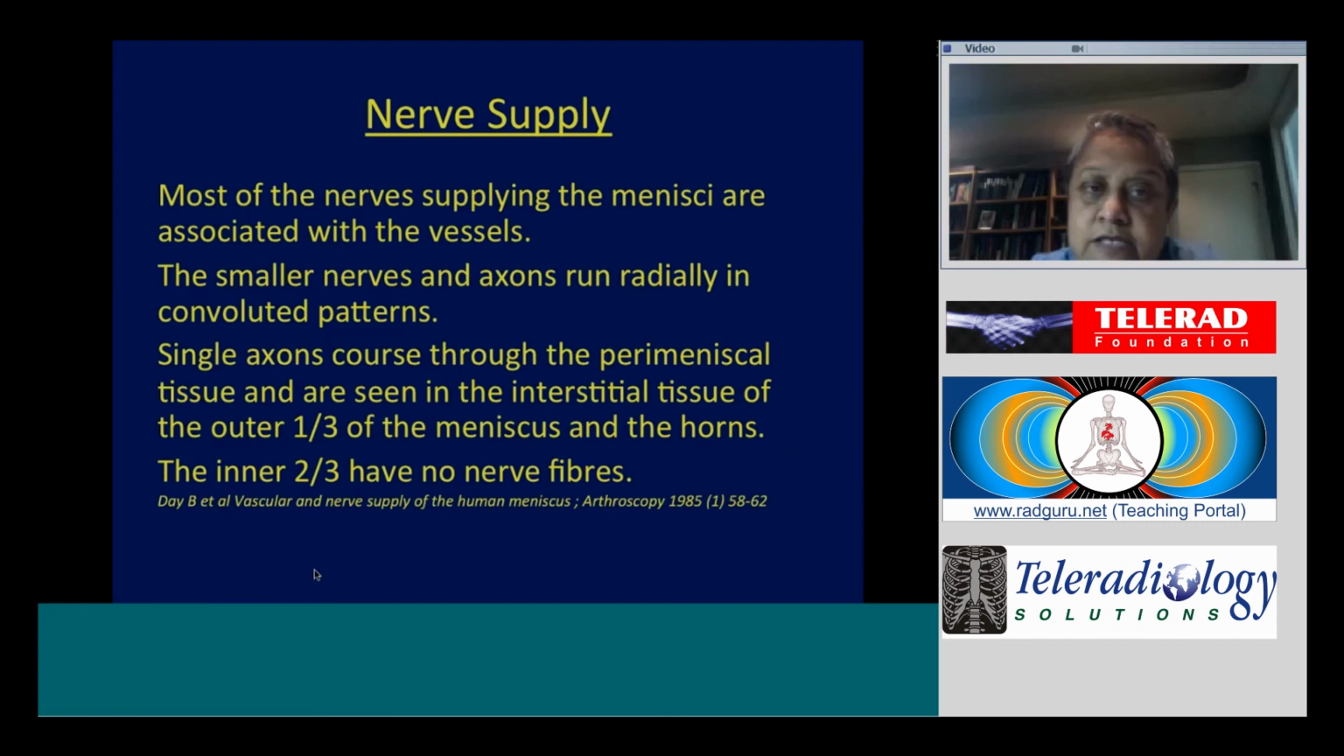Now let's talk about the nerve supply. Most of the nerve supply in the menisci is associated with vessels. The smaller nerves and axons run radially in convoluted patterns. Single axons run through the perimeniscal tissue and are seen in the interstitial tissue of the outer one-third of the meniscus and the horns. The inner two-thirds have no fibers, just as they don't have any vascularity.